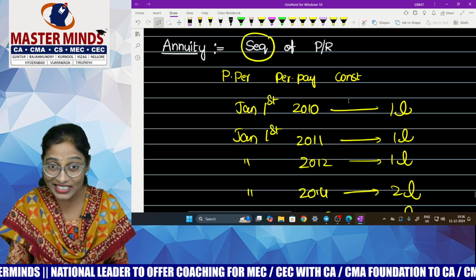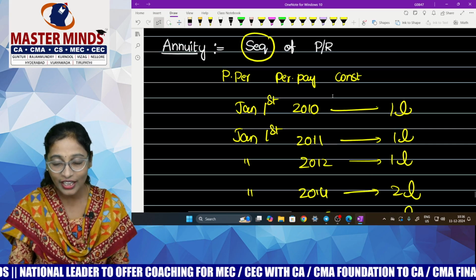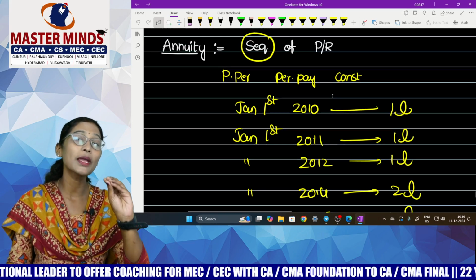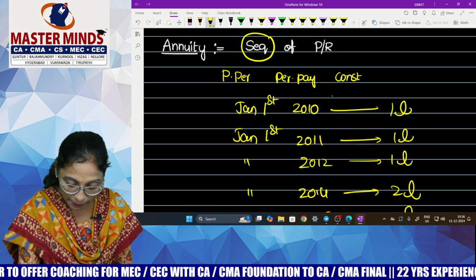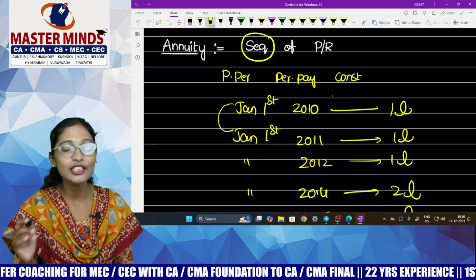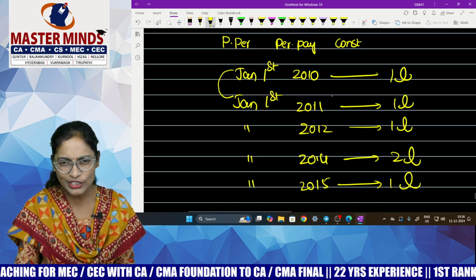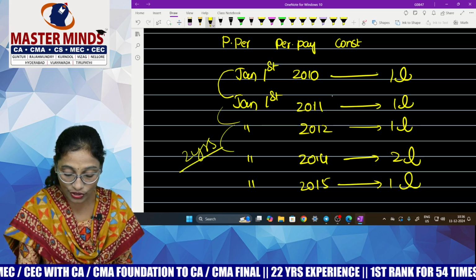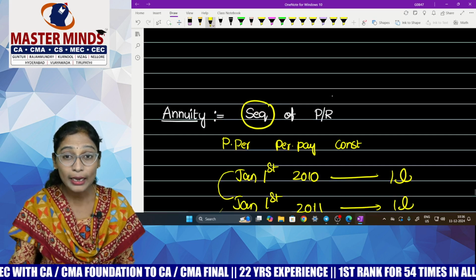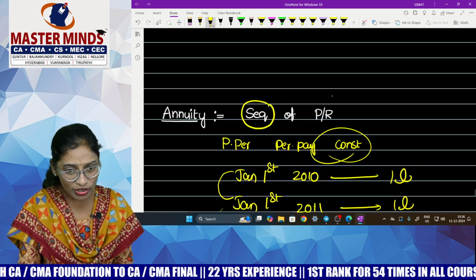More than one payment, and a sequence of payments. The first condition is that there should be a minimum of 2 receipts or 2 payments. In which payment period, that is, the gap between these 2 payments. What is the gap between these 2 payments? 1 year. Here it is 1 year, but here it is 2 years. No. So that gap should be constant. Is the gap constant in this example?